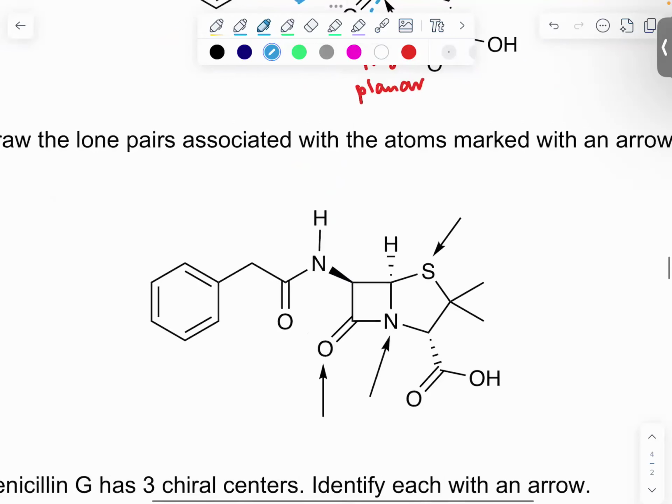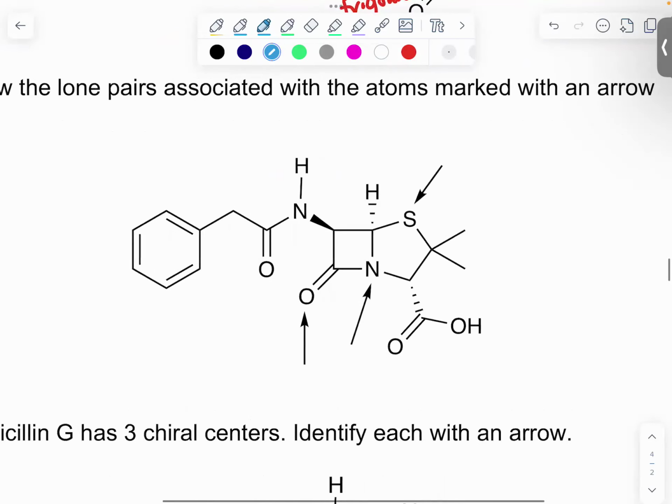Draw the lone pairs associated with the atoms marked with an arrow. This one should also be 3 points if you see it on an exam. Please don't let me mark off any points for a question about lone pairs. How many lone pairs should the sulfur have? 4 lone pairs or 4 electrons?